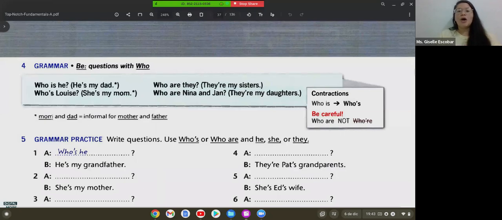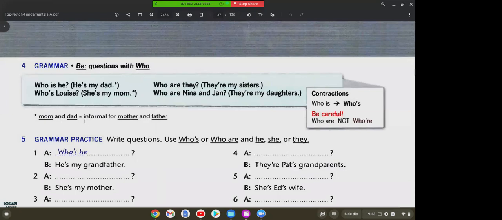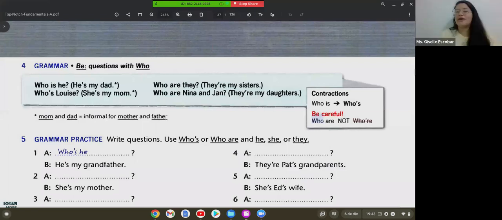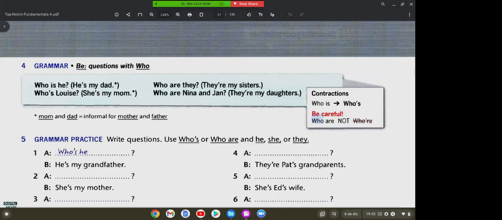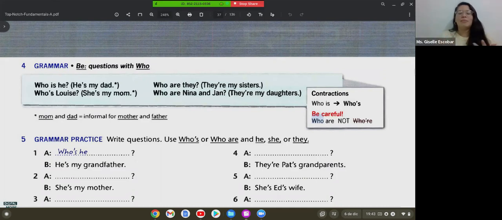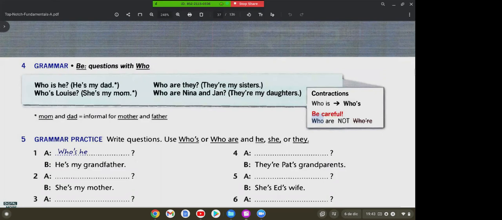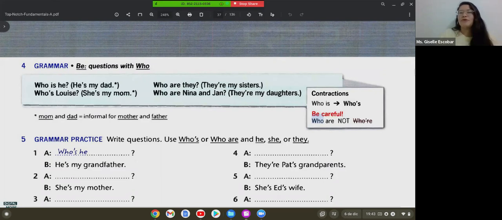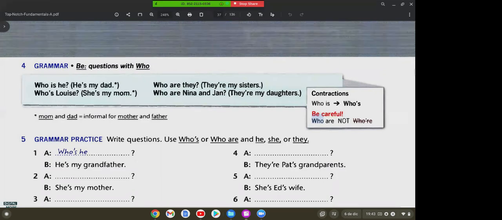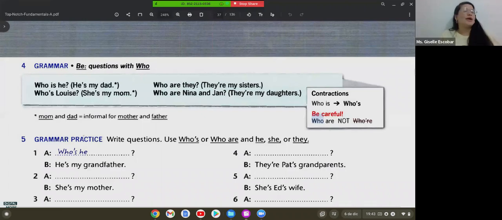So we have mom and dad. It's informal for mother and father, or yeah, it's not that informal, no es tan informal, pero si están, por ejemplo, escribiendo un ensayo en la universidad y tienen que mencionar la palabra mamá, papá o abuelos, lo ideal es que escriban mother, father, grandfather, grandmother, pero al momento de hablarlo no se considera una manera informal, es más que todo por escrito.